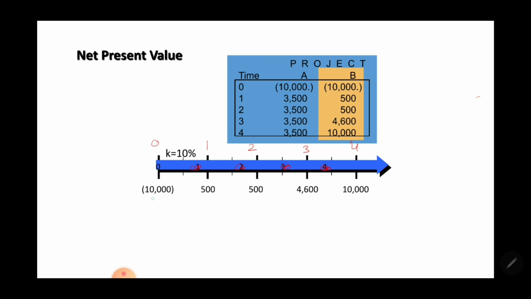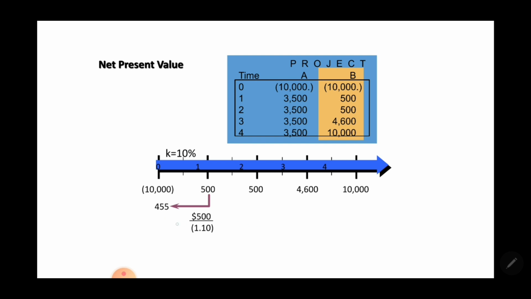10,000 is already at time 0, so it's already at present value. You will start from 500. The formula for present value is FV over (1 plus R) to the power n. So the future value over here is 500. The rate that you will use is 10%. So K and R mean the same thing. So this is 1 plus 0.1, and the power will be 1 because this is coming back 1 year. You want to take it to time 0. So if you calculate this, your answer is coming 455. So this is the present value of this cash flow.